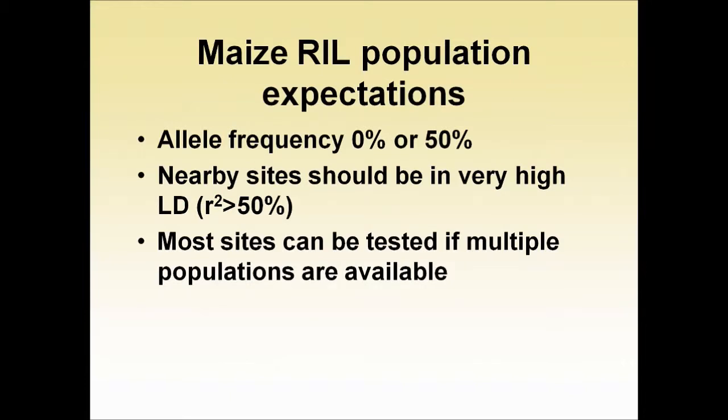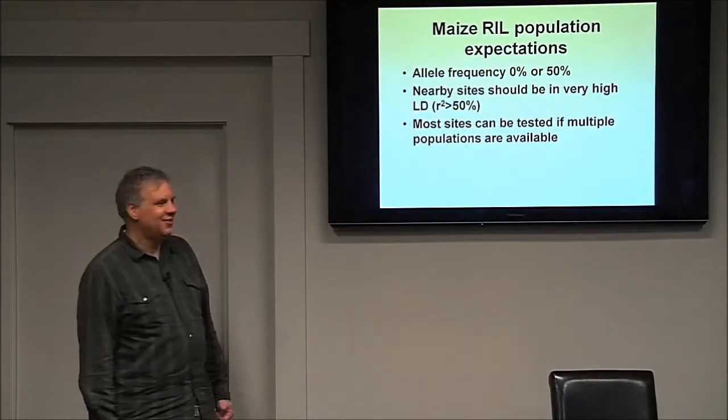So in maize RILs, our biparental RILs, like the NAM population I talked about yesterday, didn't I? I think so. Mm-hmm. And so it's all becoming a blur.